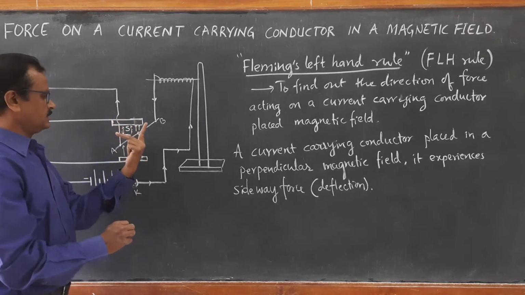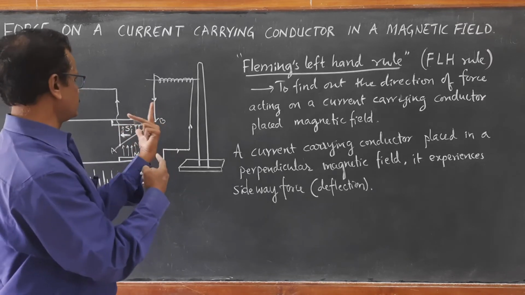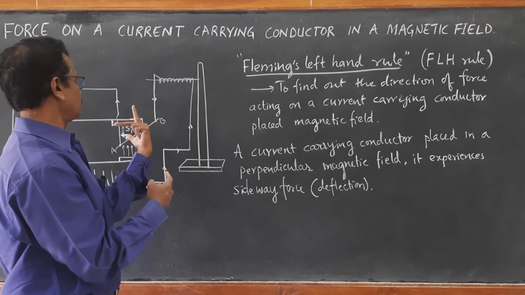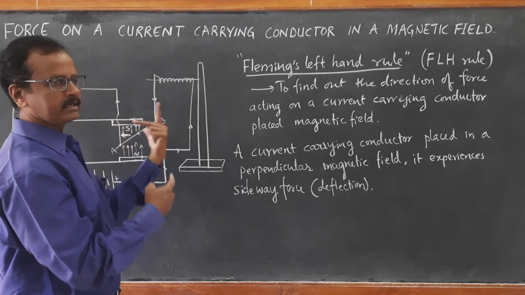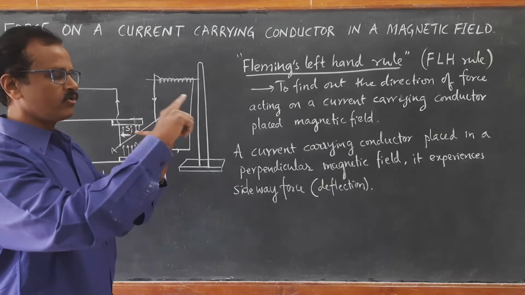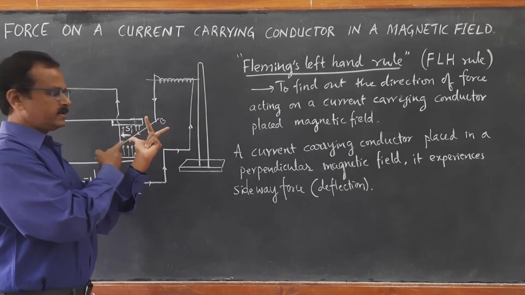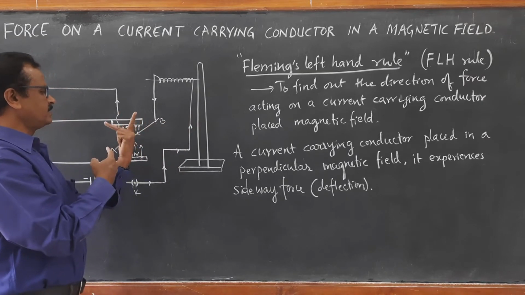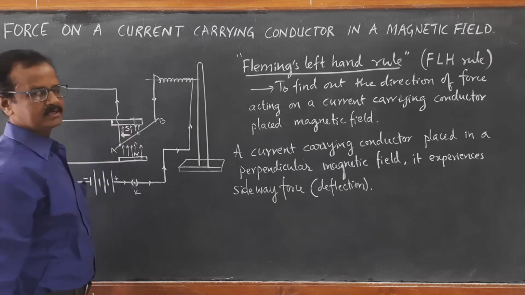The central finger shows the direction of current. C for current, forefinger for field. Then the thumb represents the direction of deflection. You can see here, this represents the direction of deflection.